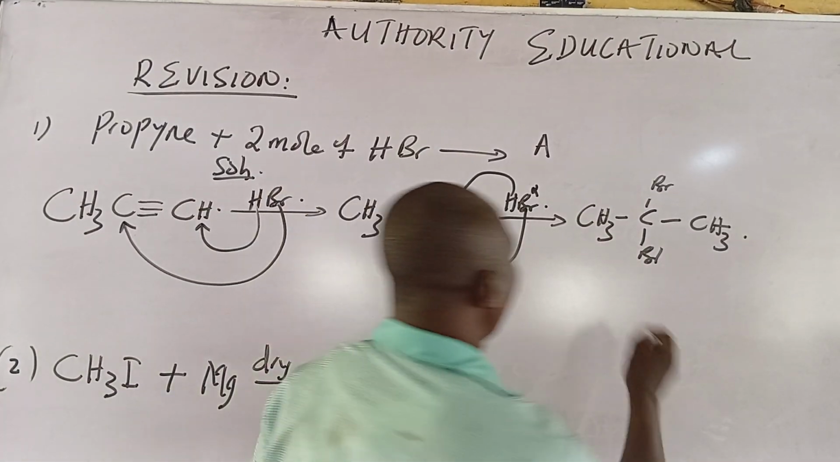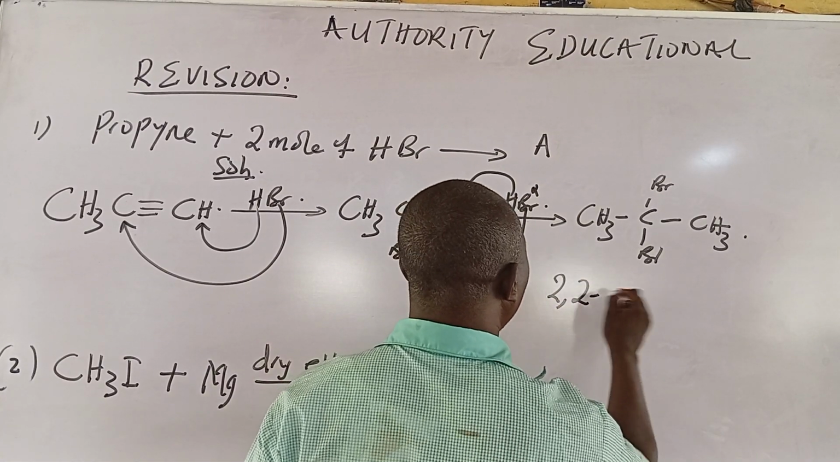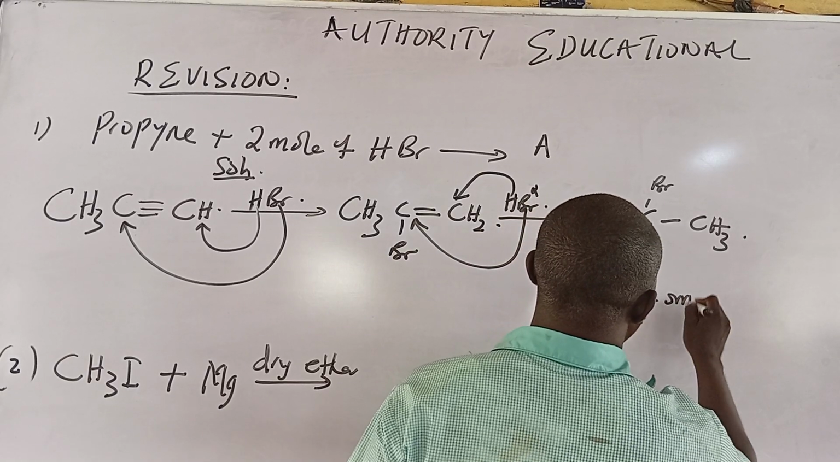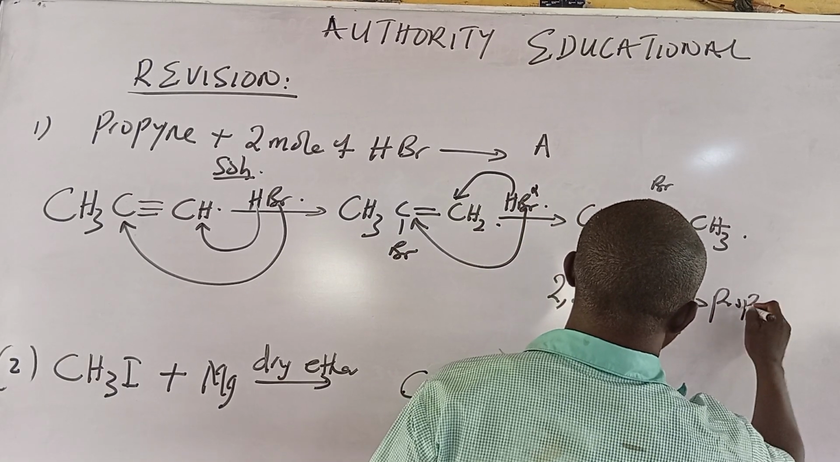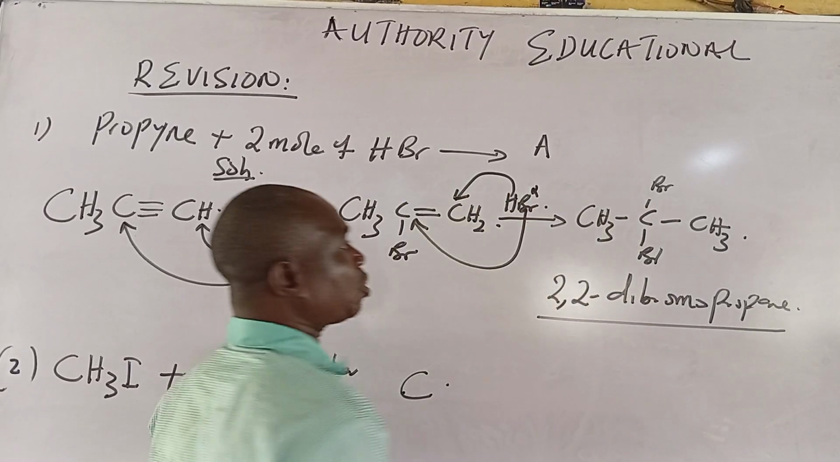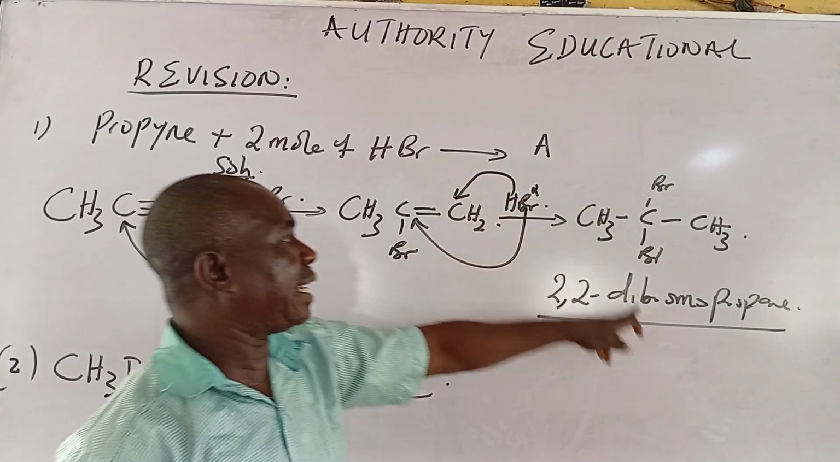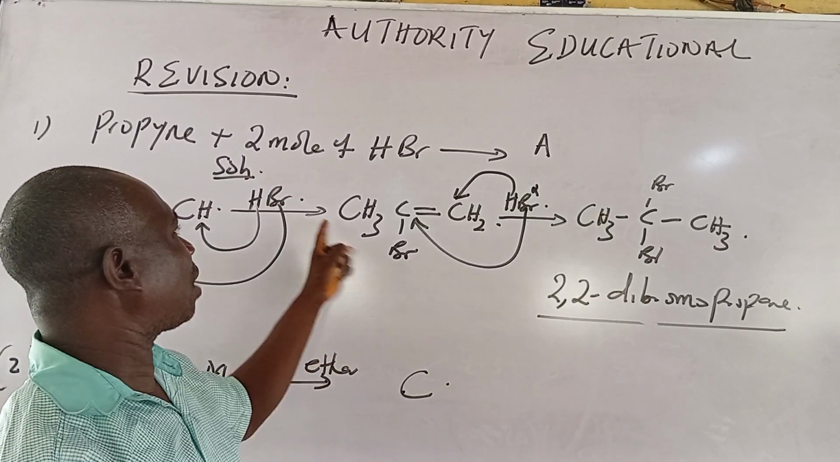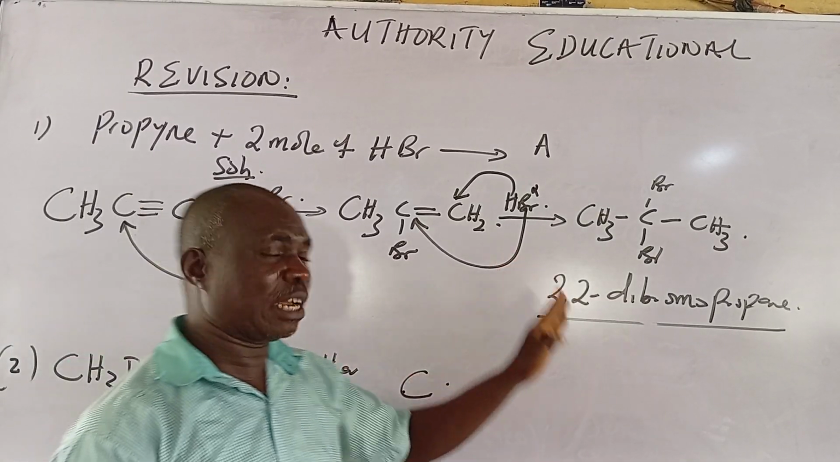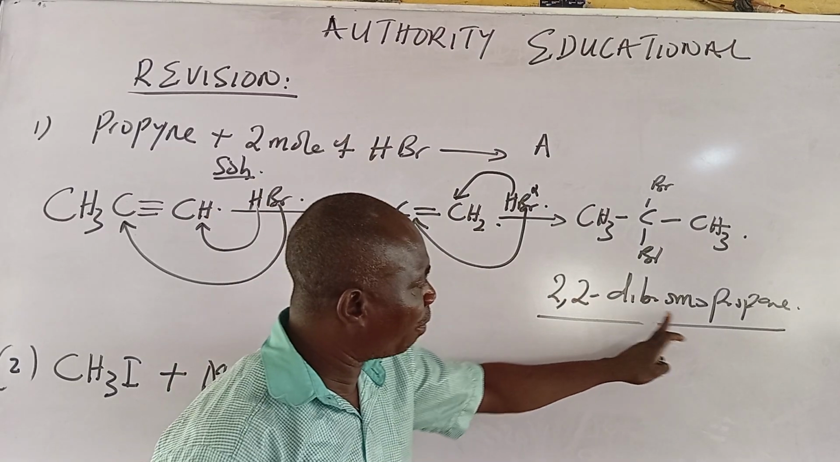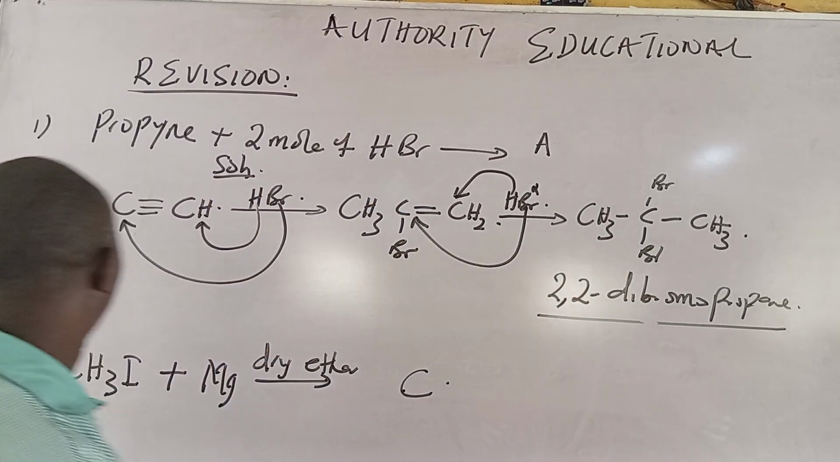So this compound is called 2,2-dibromopropane. So the right answer is 2,2-dibromopropane. That represents A. Please remember that Markovnikov's rule must take place. A is 2,2-dibromopropane. Now let's go to our second question.